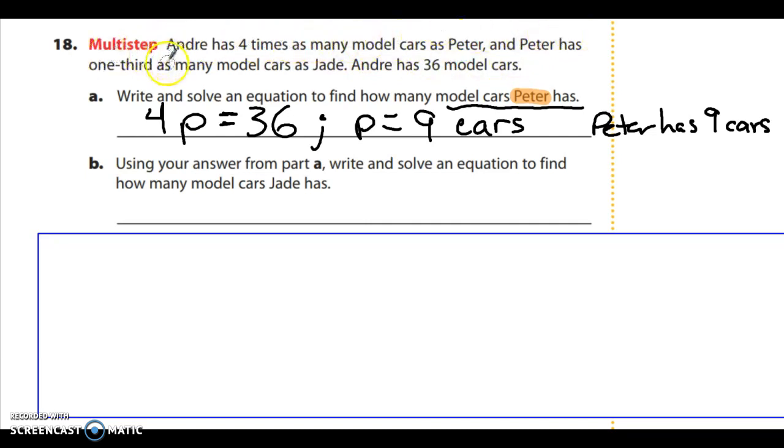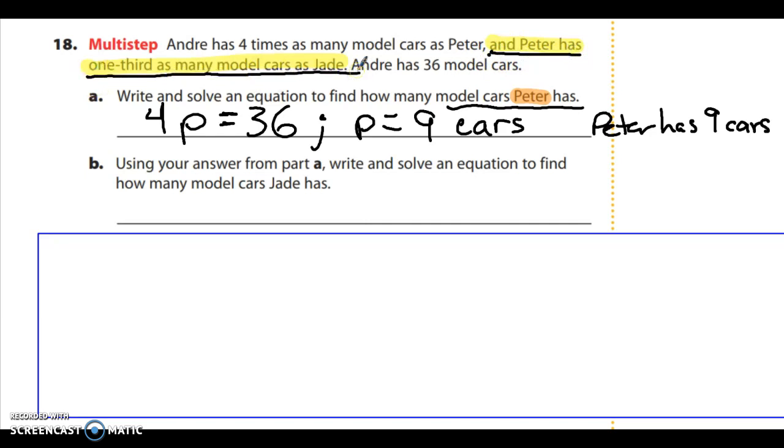Peter has 1/3 as many model cars as Jade. So I'm going to switch now. I should have read question B. Question B says, using your answer from part A, write and solve an equation to find how many model cars Jade has. So what do I know about Jade's car collection? I know that Peter has 1/3 as many model cars as Jade.